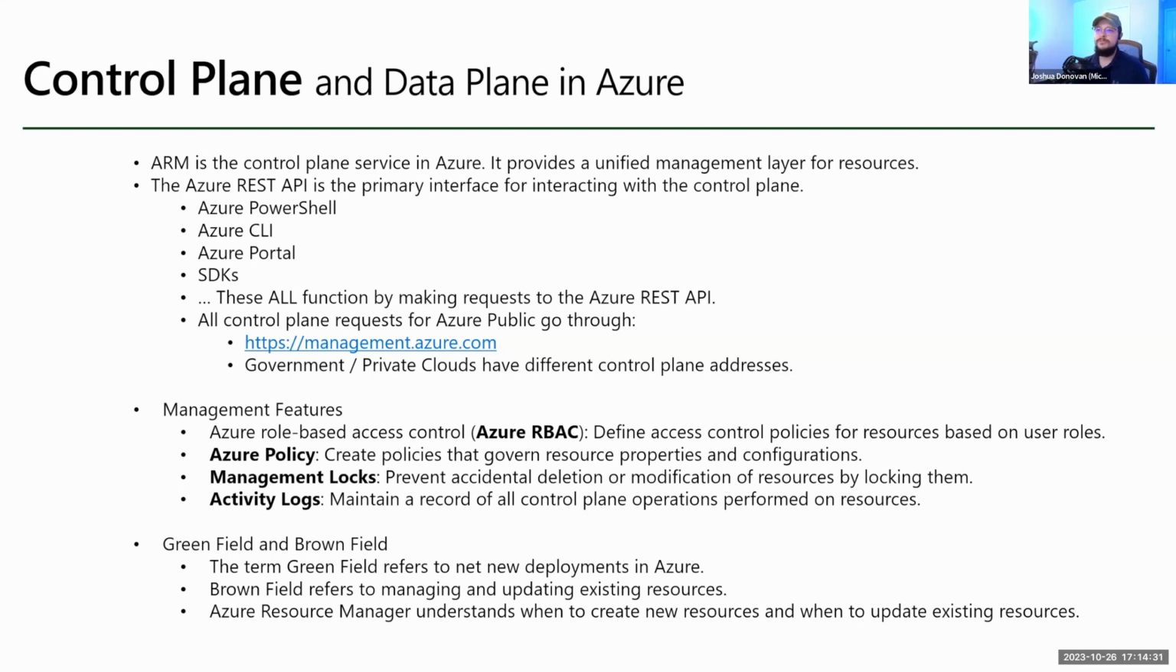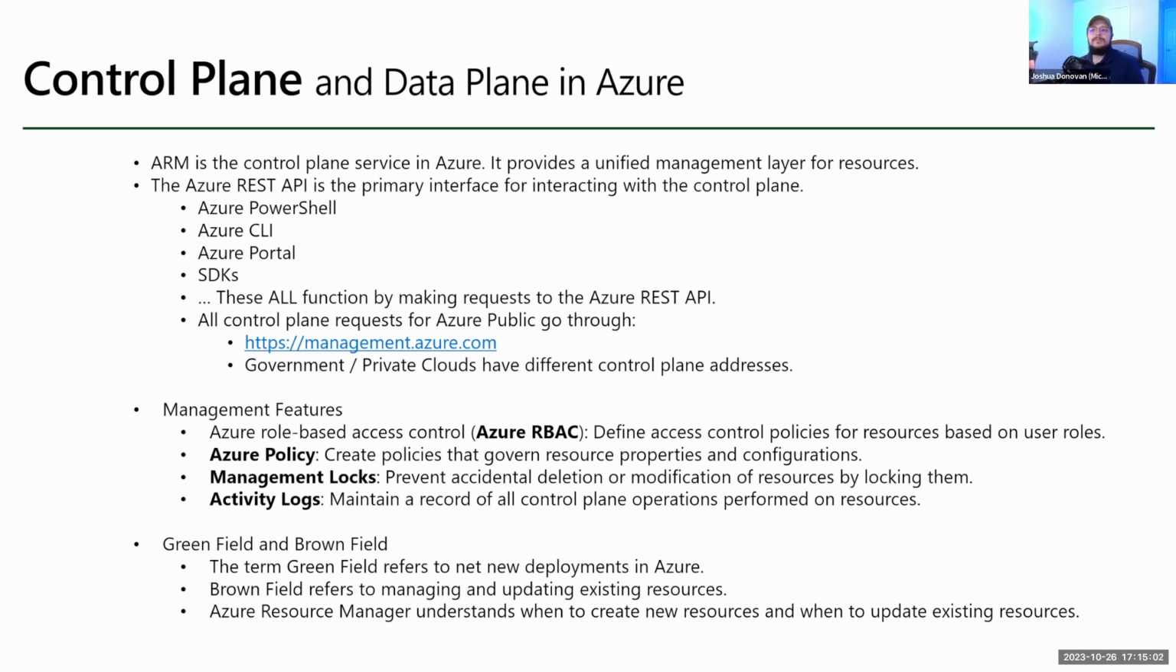Like we touched on earlier, the control plane added some management features. So we have our RBAC rules, Azure Policy, the ability to lock resources from being deleted or updated. And it also provides activity logs. Our activity logs are going to log control plane events, and that is a very helpful way, if something happens to one of your resources, to access your activity logs so that you can see what happened.